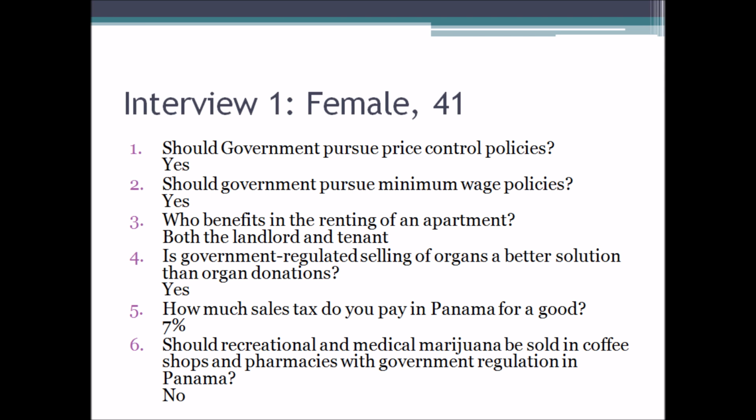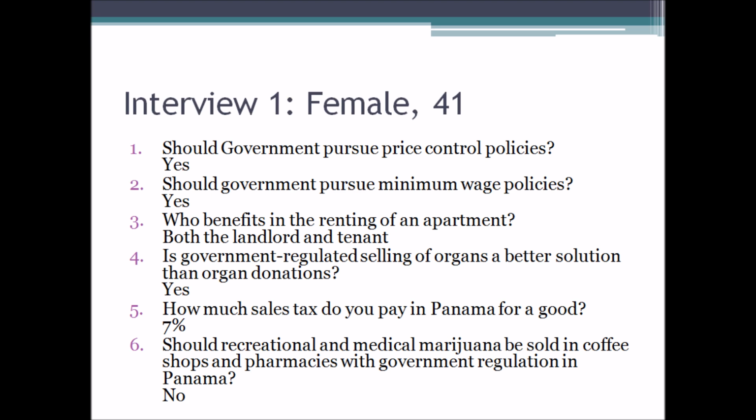In your opinion, should government pursue price control policies for basic food items? Yes, I believe so, and it seems to be working here in Panama. And in your opinion, should government pursue a minimum wage policy? Yes, but it needs to be high enough for a person to get their basic needs.